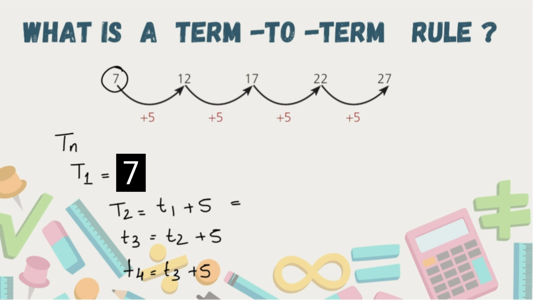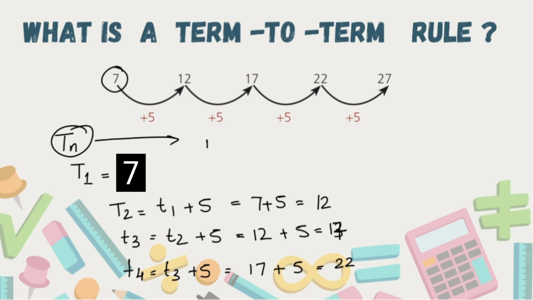So when I take my T2, it would be 7 plus 5, that is 12, whereas it will be 12 plus 5, that is 17 for the T3, and for T4, 17 plus 5 is equal to 22. So this is how the term-to-term rule is written. Basically, Tn over here is the nth term. So we can say that Tn plus 1 is the term that is after the nth term.